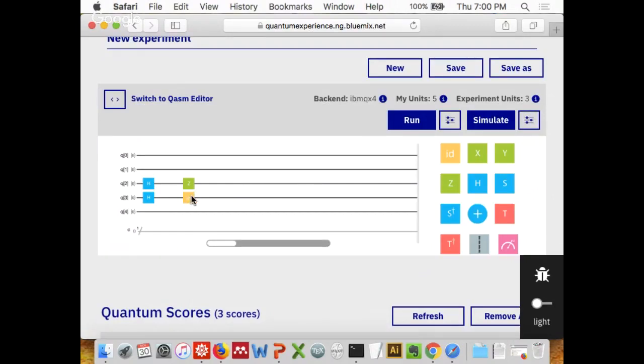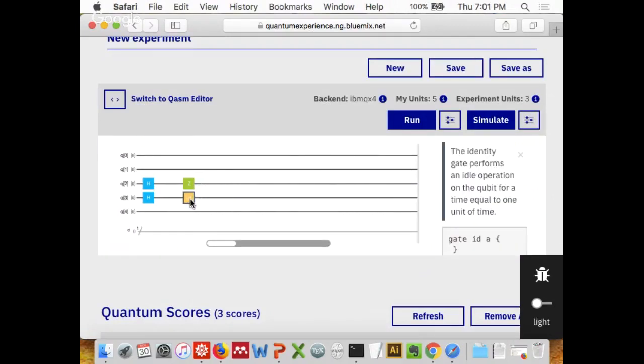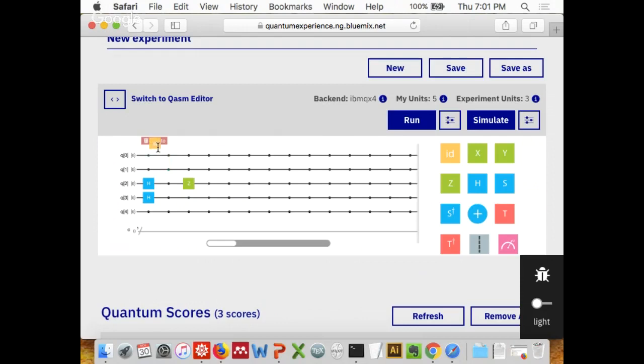And I should say, if you place a gate somewhere you don't want to and you want to take it off, you hold it down. There's a delete, the little garbage bin up there.